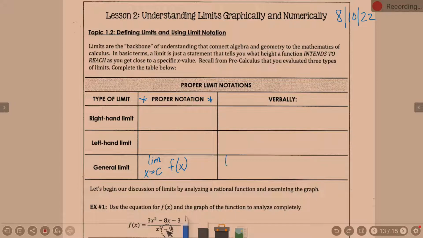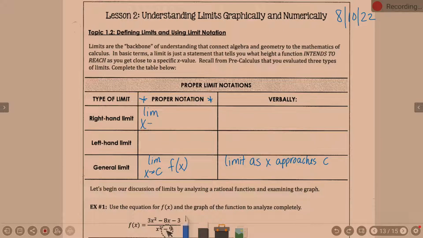And this one verbally is the limit as x approaches c. In words, it's the limit as x approaches c. Now, we did talk left hand and right hand last year, or no? I'm trying to remember. Approaching from the left, or approaching from the right. I feel like maybe we did.